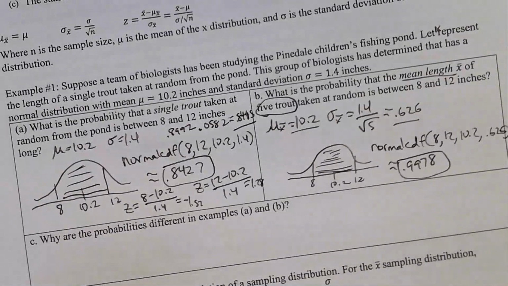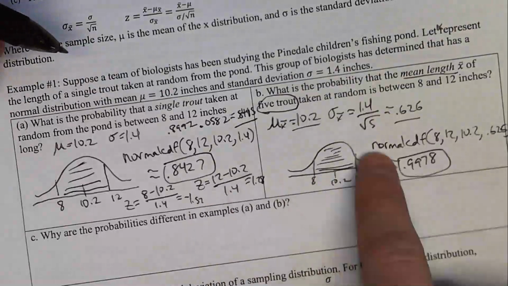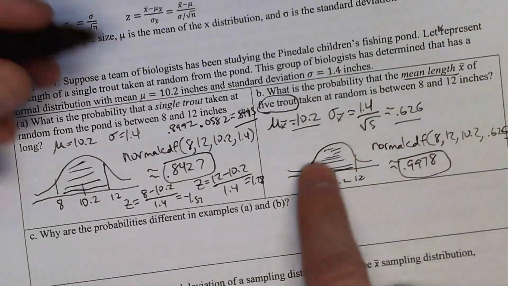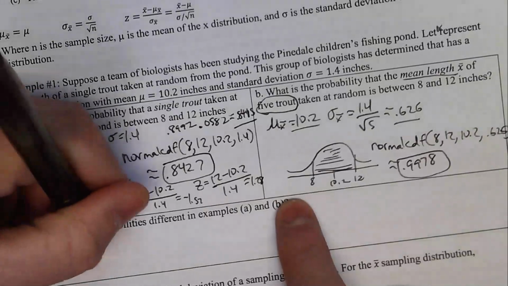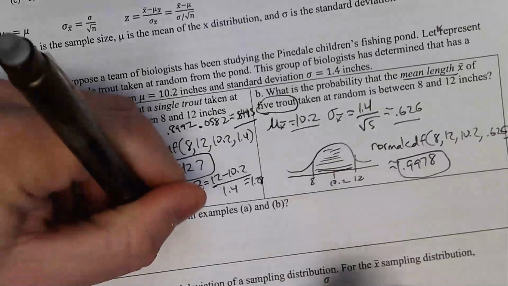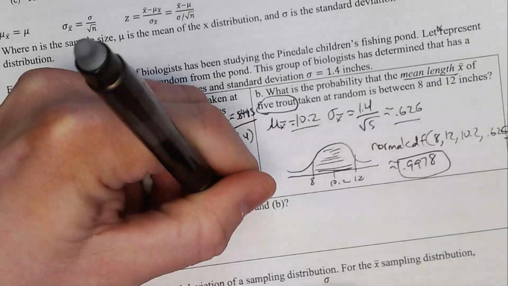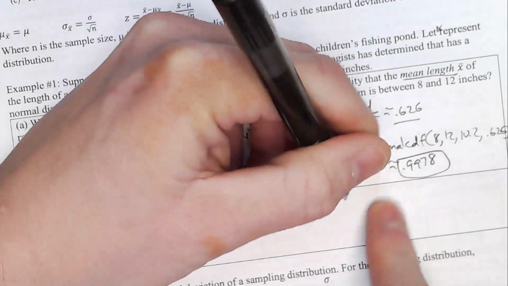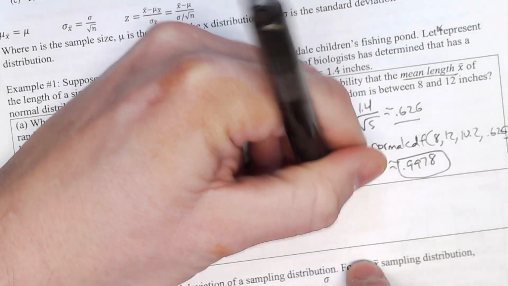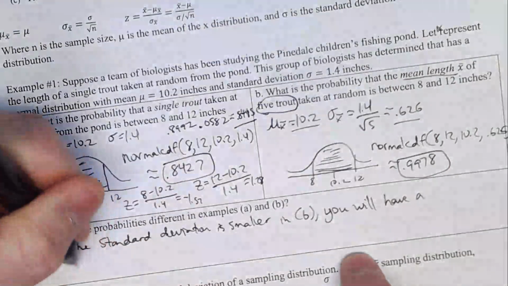Why are the probabilities different in examples A and B? Well, here's the thing. What changed from A to B? The standard deviation. Because the standard deviation is smaller in B, what that means is you will have a higher probability around the mean.